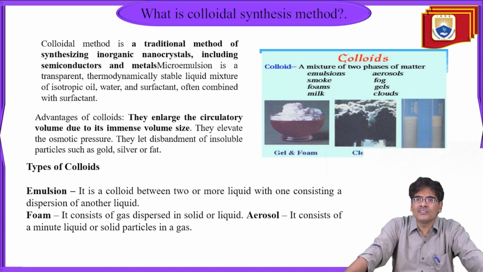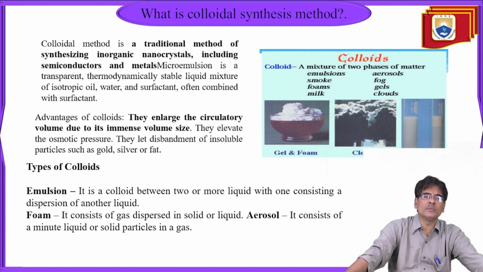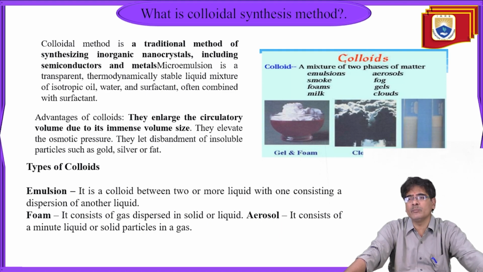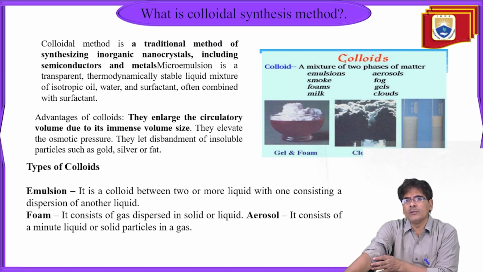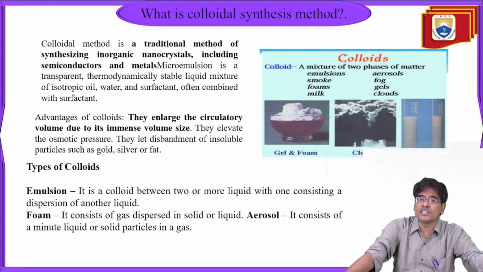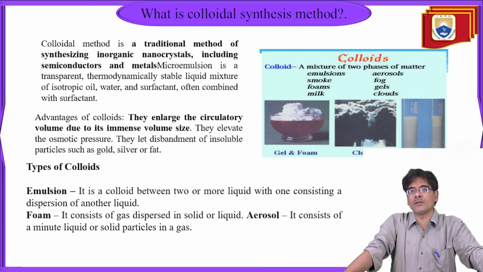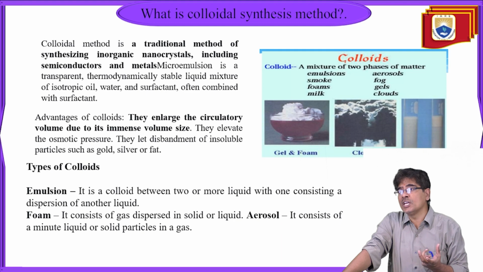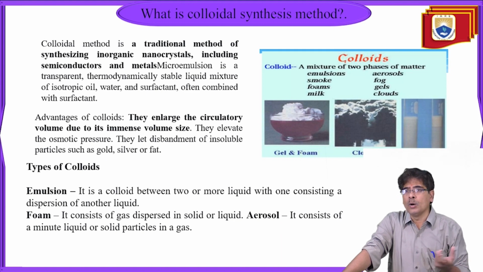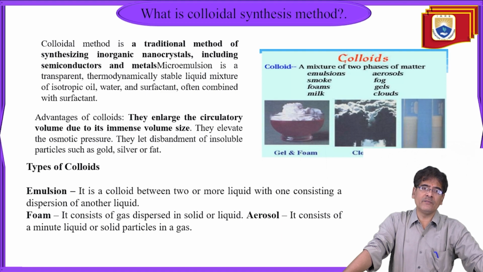So what is this colloidal synthesis method? The colloidal method is a traditional method of synthesizing nanoparticles or nanocrystals, inorganic nanocrystals. This all comes under the chemical route, right? Including semiconductors and metals. So in this, microemulsion is a transparent, thermodynamically stable liquid mixture of isotropic oil, water and surfactants, often combined with surfactants.